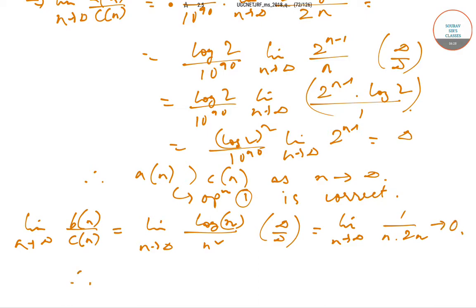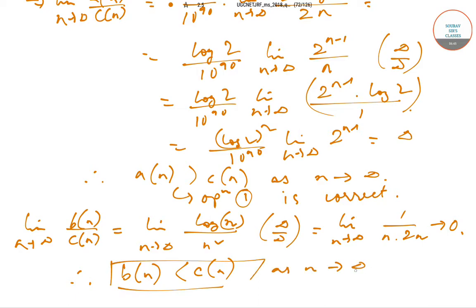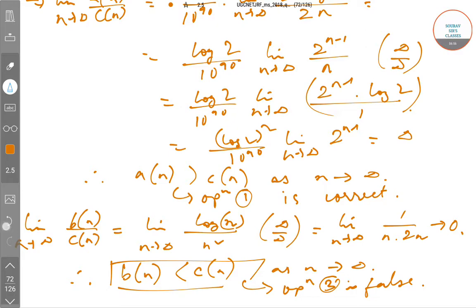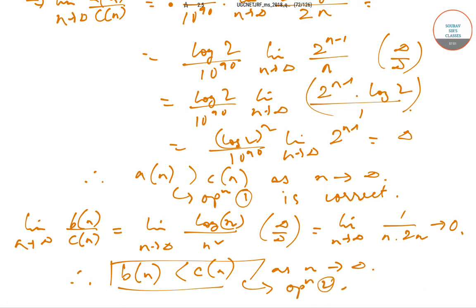So therefore we can say that b_n is less than c_n. So our statement that b_n is greater than c_n is false. So therefore option 3 is false. This is not option 3, this is rather option 2. Option 2 is false.